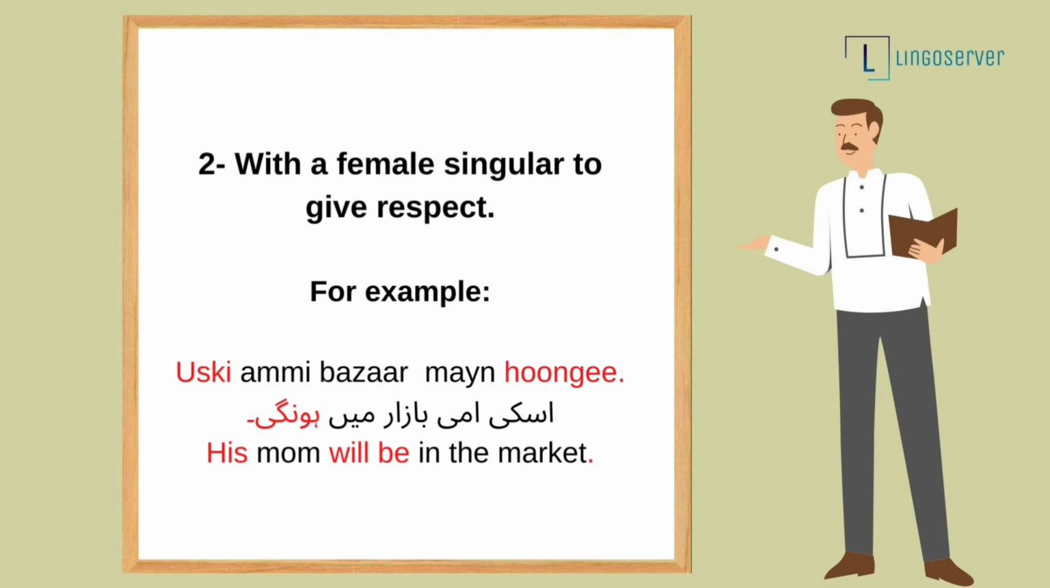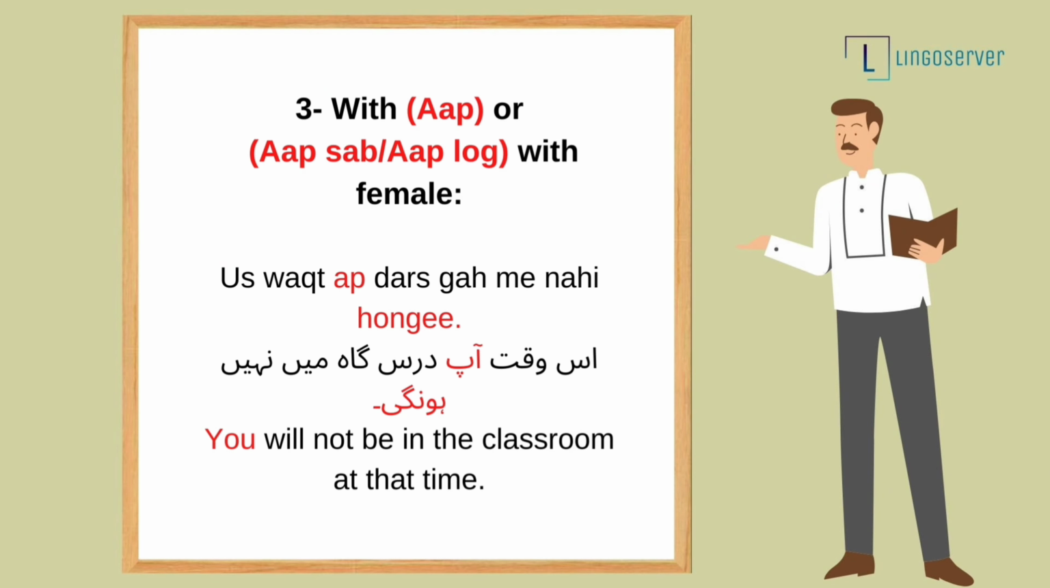Second, we use this with a female singular to give respect. As you say, उसकी अम्मी बाजार में होंगी. His mom will be in the market. Third, we use this with आप or आप लोग or आप सब when we use it with female. For example, उस वक्त आप दरसगाह में नहीं होंगी. You will not be in the classroom that time.